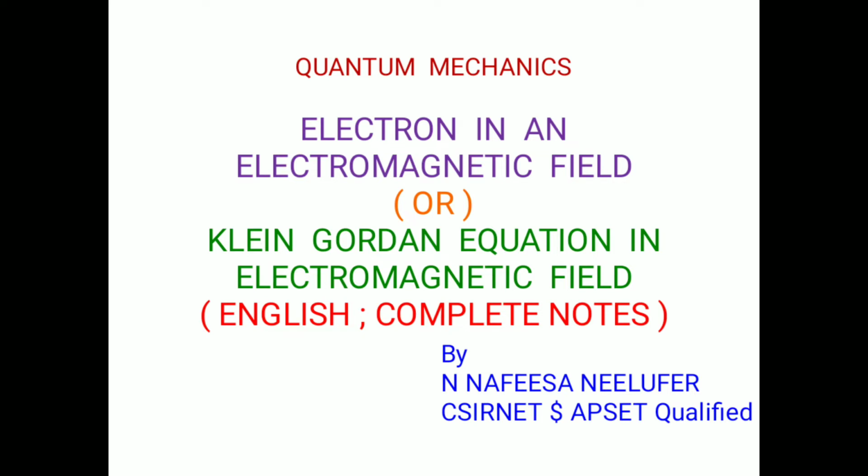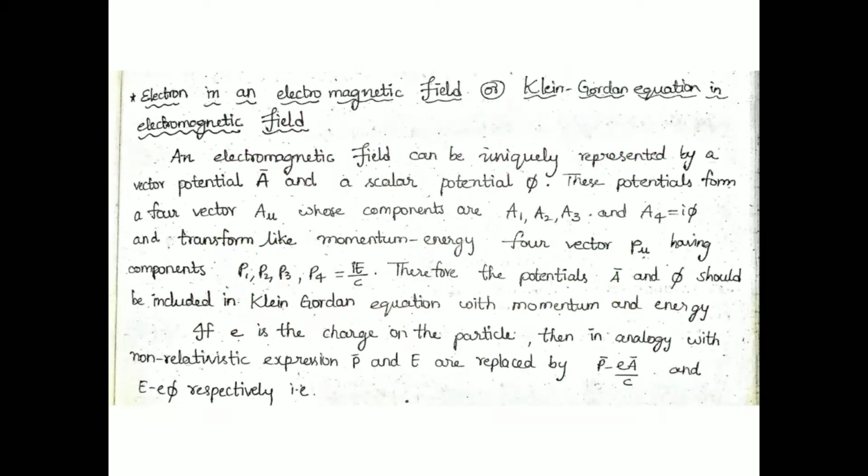So, electron in an electromagnetic field, or the Klein-Gordon equation in an electromagnetic field. An electromagnetic field can be uniquely represented by a vector potential A and a scalar potential phi. So how do we represent an electromagnetic field? It consists of an electric field as well as a magnetic field.